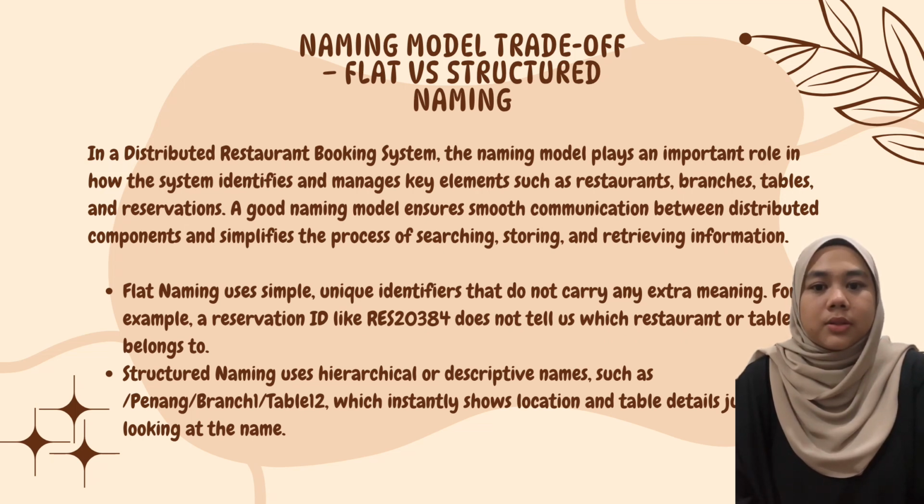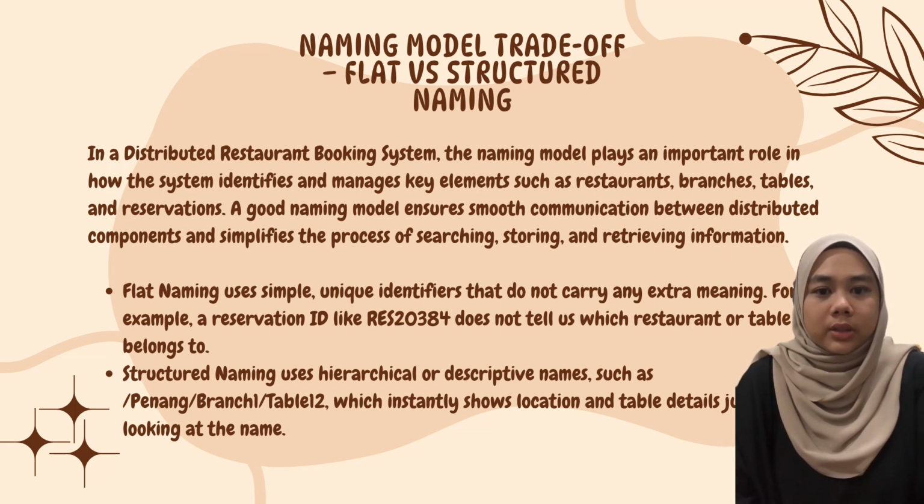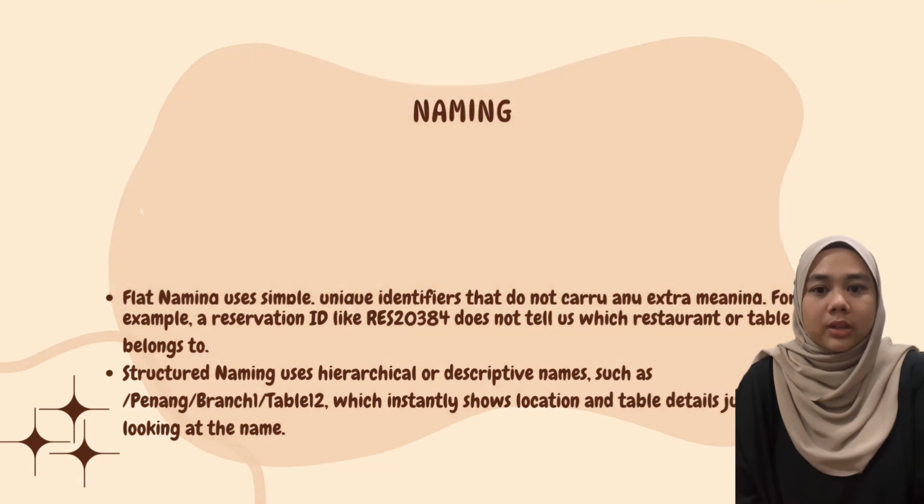Flat naming uses simple, unique identifiers that do not carry any extra meaning. For example, a reservation ID like RES 20384 does not tell us which restaurant or table it belongs to. Structured naming uses hierarchical or descriptive names such as /bin/ban1/table12, which instantly shows location and table details just by looking at the name.